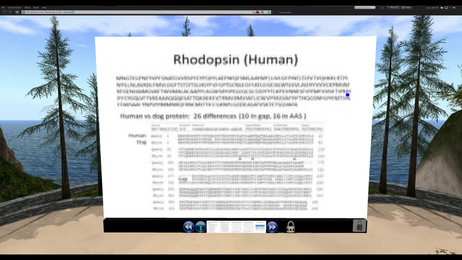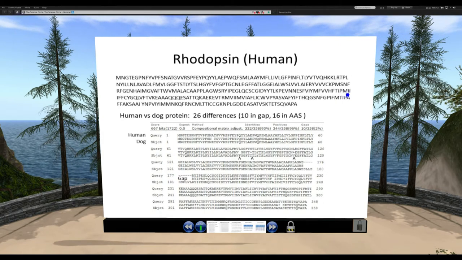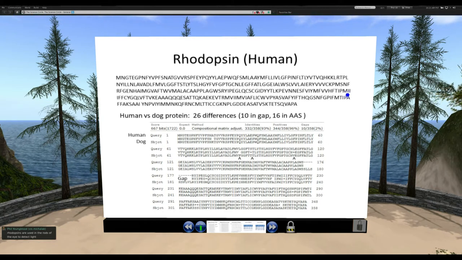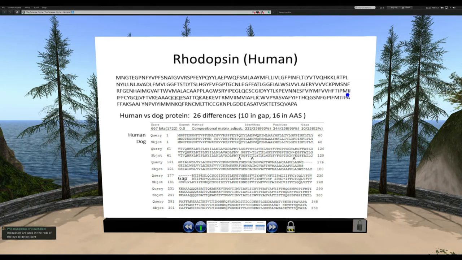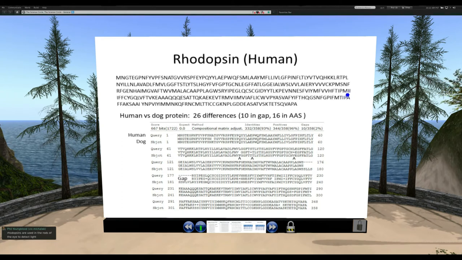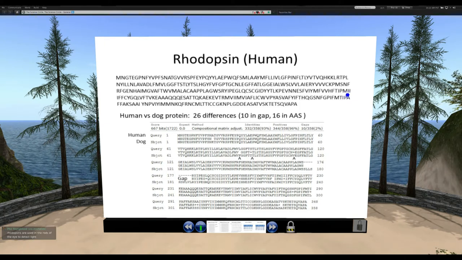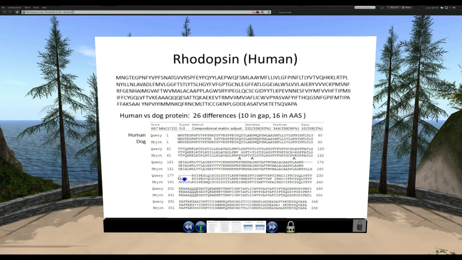Let's look at one more protein. And this is rhodopsin. This is the light-sensing protein that you use for your night vision. It's in your retina, and it's a bigger protein. It's 300 and something amino acids long. And again, there are 16 amino acid changes in the sequence. However, there are a total of 26 differences, but 10 of those are in this big gap that's right here. So there's a big chunk that's missing from the human protein that's present in the dog protein.